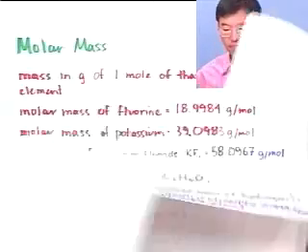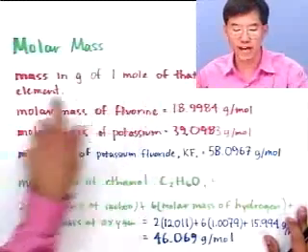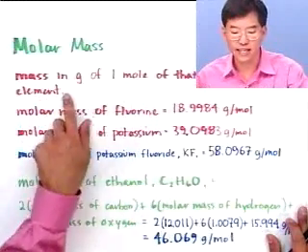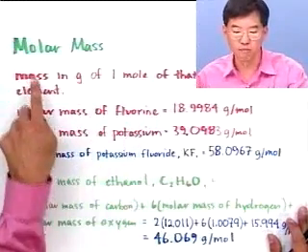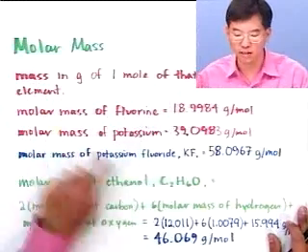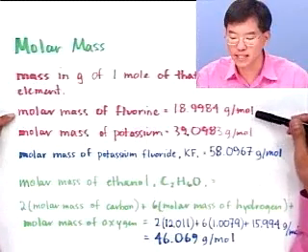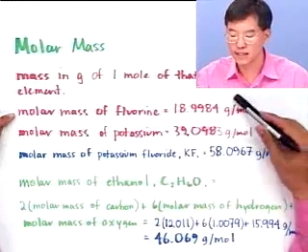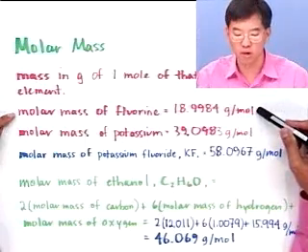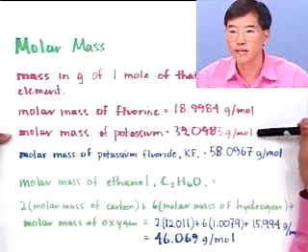All right, so what is the definition of the molar mass? The molar mass of anything is the mass in grams of 1 mole of that element. Okay? And it could be a compound as well. So the molar mass of a compound would be the mass in grams of 1 mole of that compound. So we just looked at fluorine. The molar mass of fluorine is 18.9984, and then the units on molar mass are grams per mole. And the molar mass of potassium is 39.0938 grams per mole.